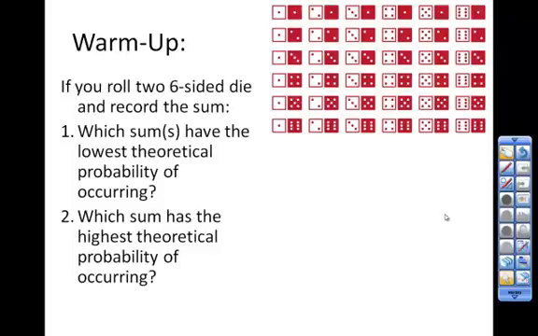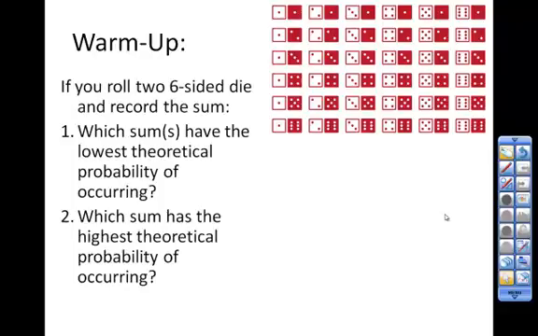Six-sided die and record the sum, which sums have the lowest theoretical probability of occurring? And so who has an answer for that? Which sums would be the least likely? Gary? Okay, 12 is one of them. There's another one that has the exact same theoretical probability. Lane? 2. Getting a 2, because that only occurs with a 1 and a 1, or getting a 12.